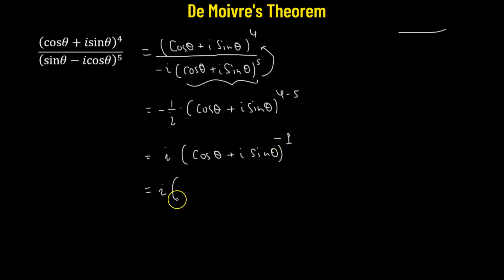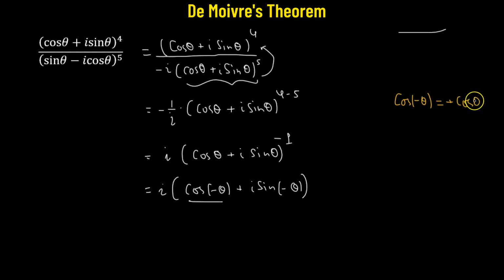Now we can use De Moivre's theorem. We'll have iota multiplied by (cosine of negative theta plus iota times sine of negative theta), since we multiply theta with negative 1. Cosine being an even function, cosine of negative theta is simply positive cosine theta, and sine being an odd function, sine of negative theta equals negative sine theta. This means we now have iota times (cosine theta minus iota times sine theta).